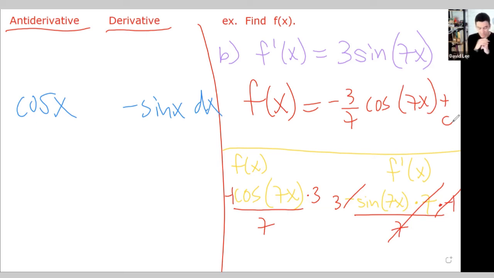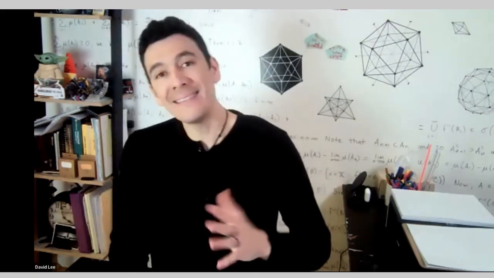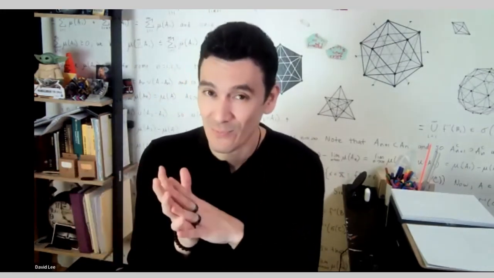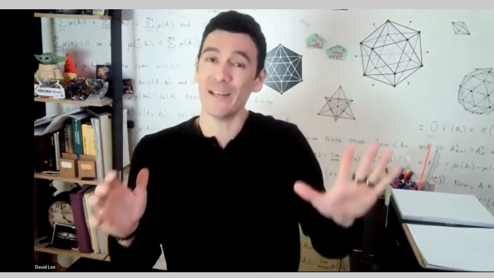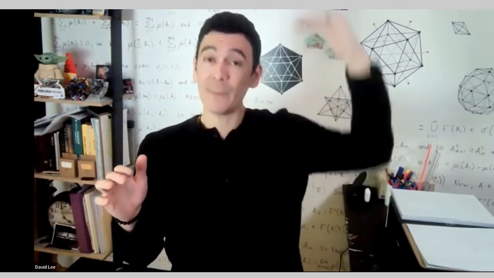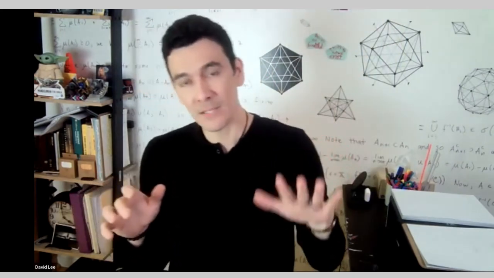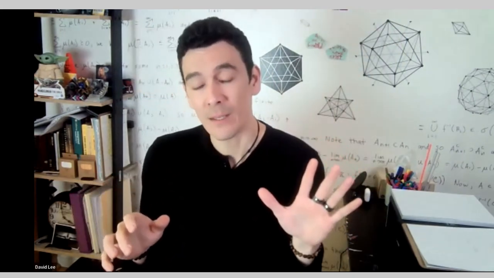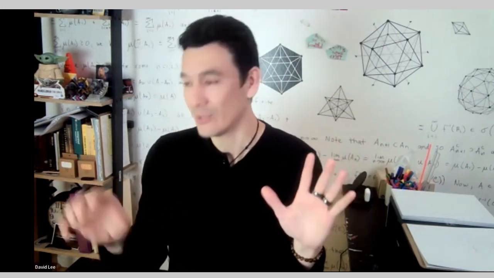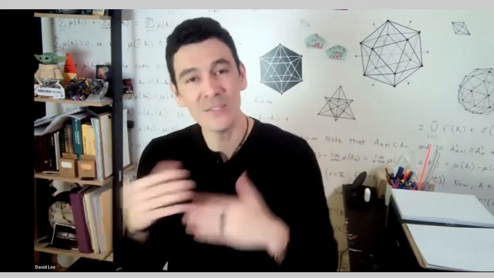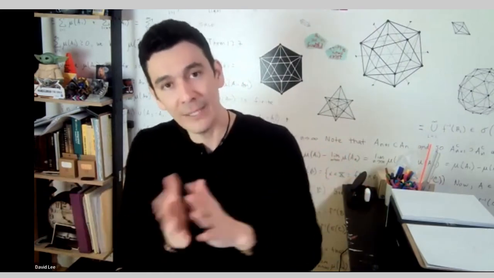So the philosophy that we're employing in this class is make educated guesses. Make an educated guess for the antiderivative. Take the derivative of your guess. Modify that derivative until it looks like what it's supposed to look like. But of course, whatever modifications you make to the derivative of your guess, make those same modifications to your guess. That's the philosophy that we employed.